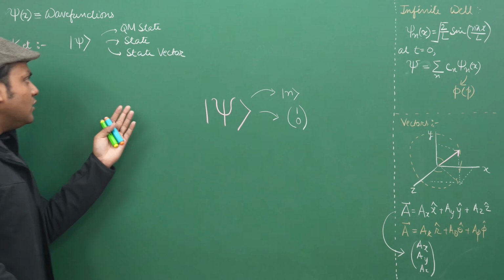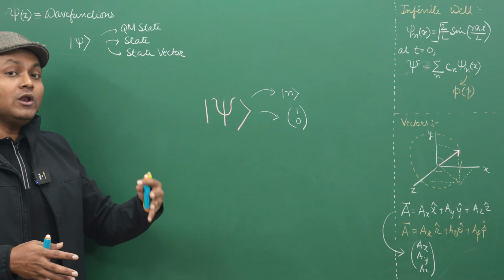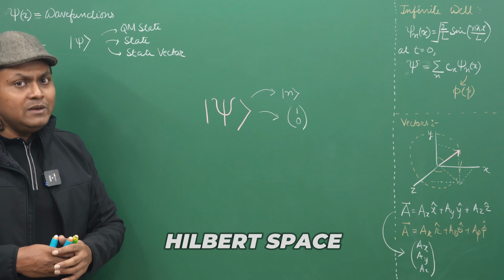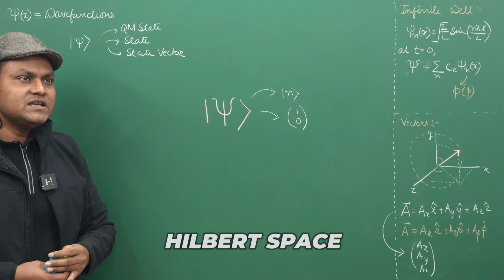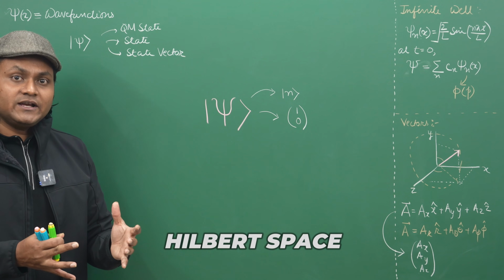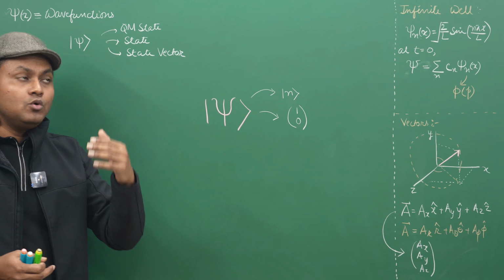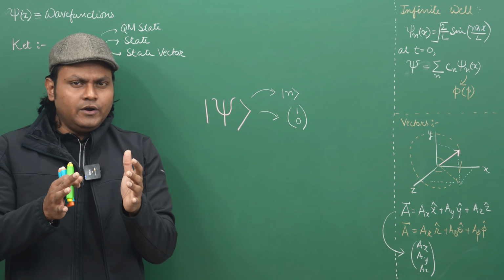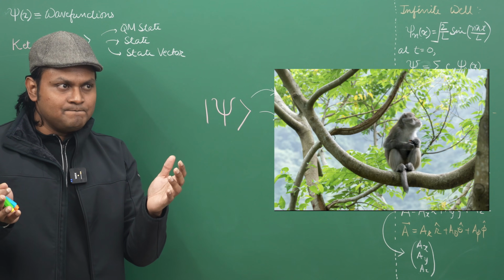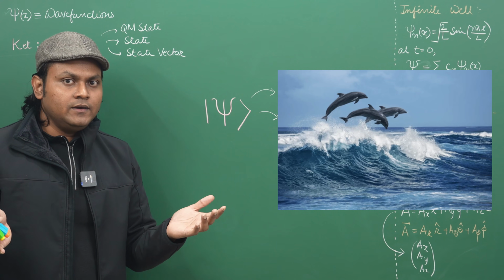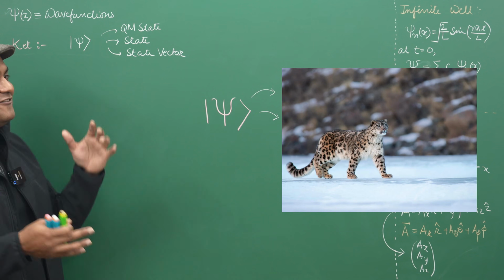On the other hand, in quantum mechanics, the state vector is something that exists in what is called Hilbert space. Now, I will make a detailed video on what Hilbert spaces are, but quite simply put, Hilbert space is the mathematical abstract space to which these kinds of quantum states belong. So, Kets live in Hilbert spaces, just like monkeys live in trees, dolphins live in the ocean, snow leopards live in the mountains. Kets live in Hilbert spaces.